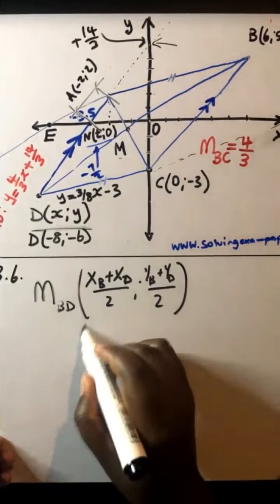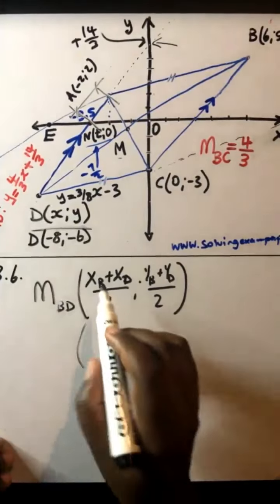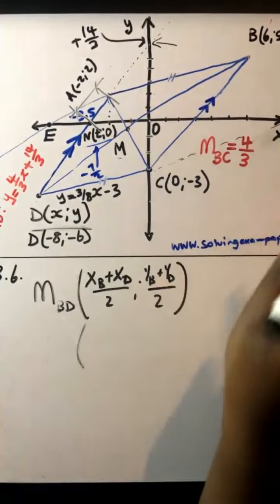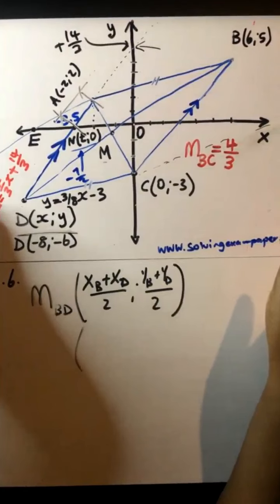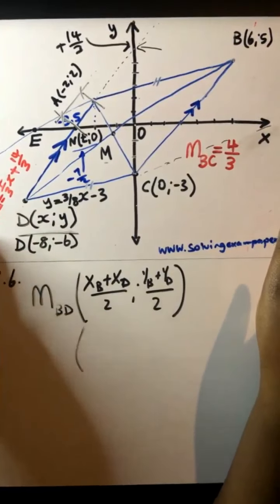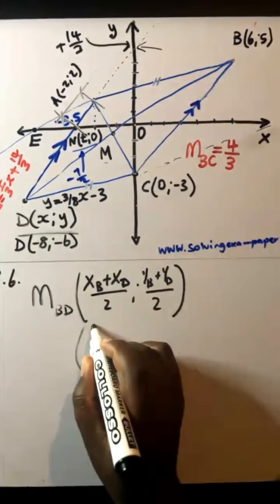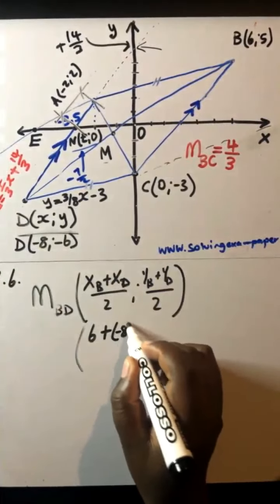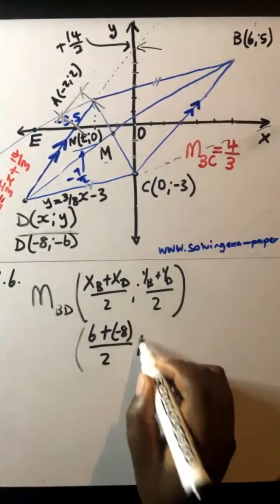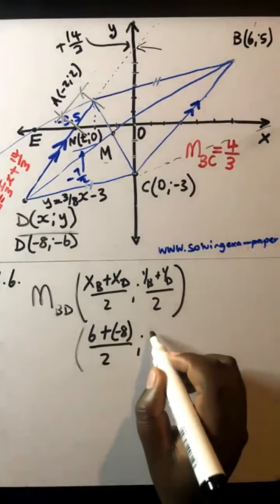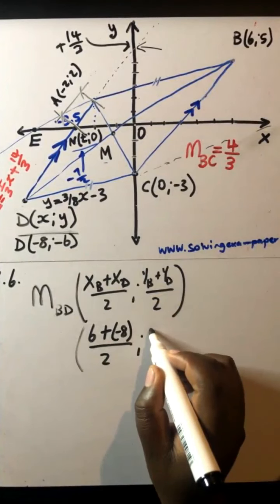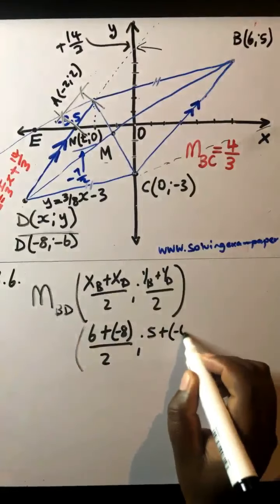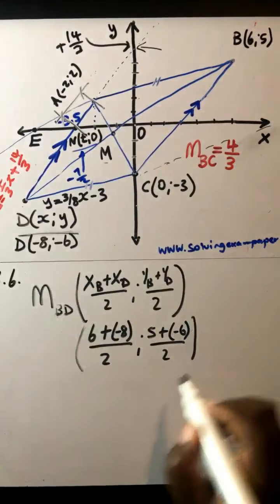So now let's proceed with this calculation. Let's check what is the x value of B. It's there, ladies and gentlemen. I'm not sure if you are able to see, but I think you are. The x coordinate of B is 6 plus the x coordinate of D, it's -8, all of this divided by 2. What is the y value of B? It's 5 plus the y value of D, it's -6, all of this divided by 2.